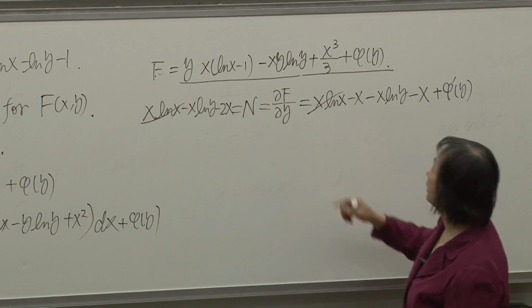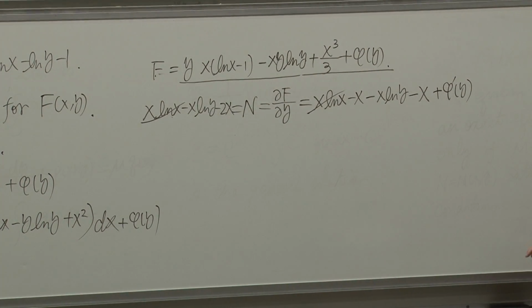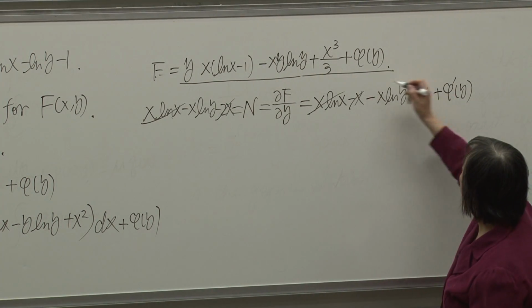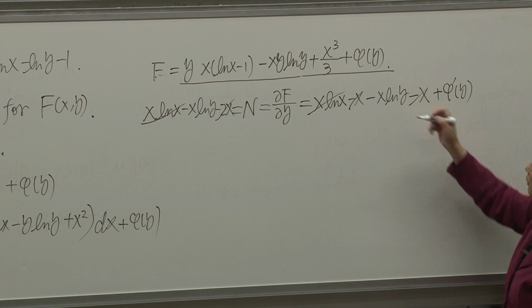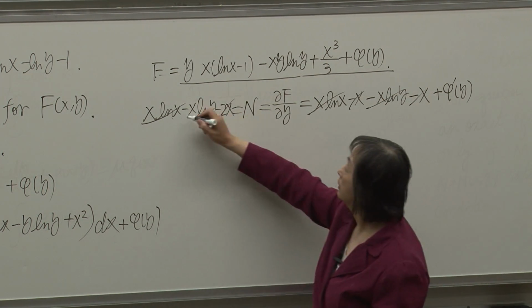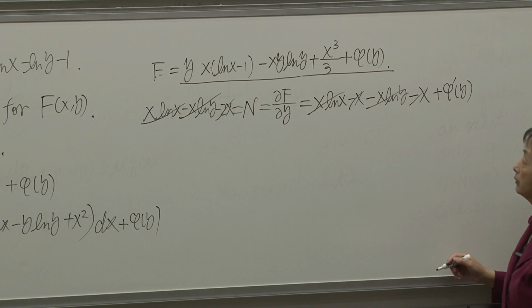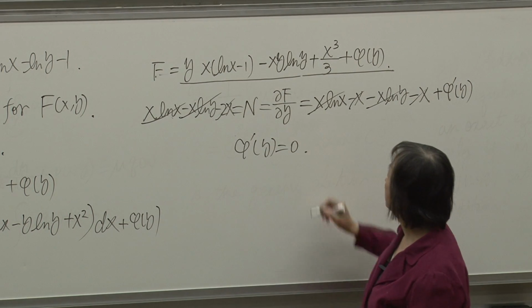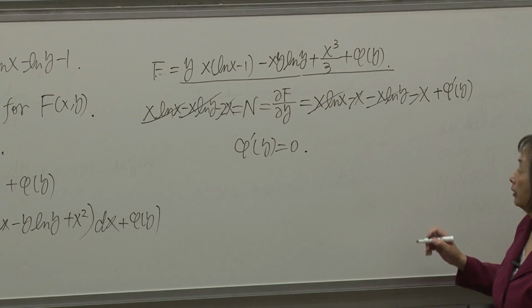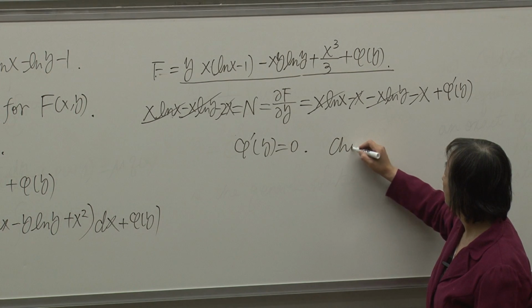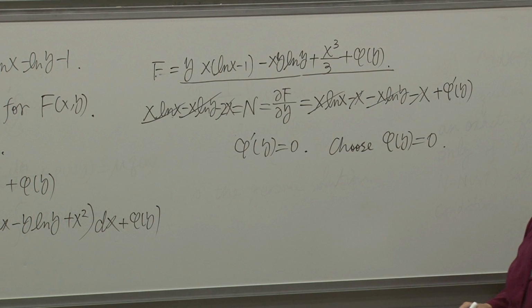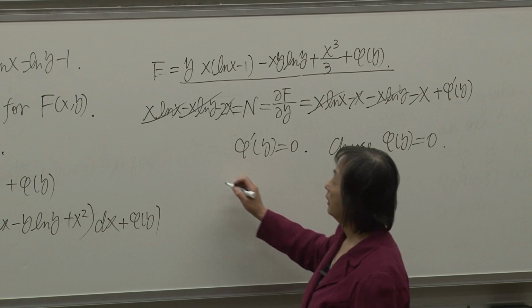Now, we see that we have x log x on both sides. We cancel it. We have negative 2x on both sides. We cancel them. And then we also cancel negative x times log y on both sides. Then we realize that phi prime is simply 0. So we can choose phi of y to be 0 for simplicity.